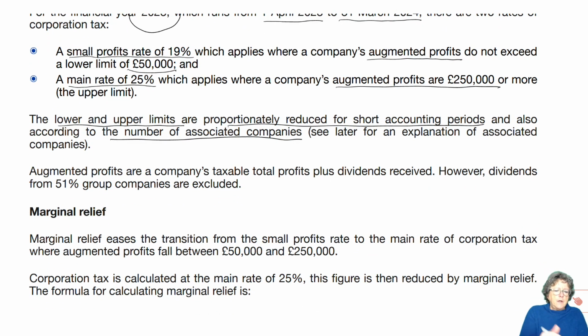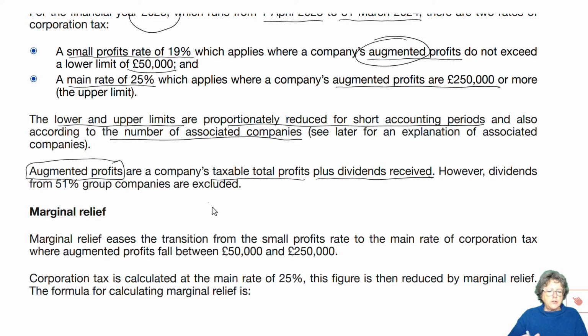Now, it also said all the way through here, augmented profits. What are augmented profits? These are the taxable total profits plus dividends received, but not dividends received from an associated company. Okay, so that's dividends from external. And we're going to do some calculations. You'll see how that works.